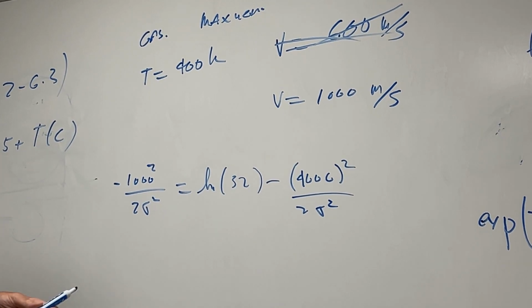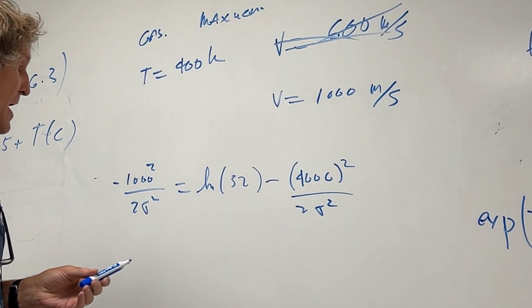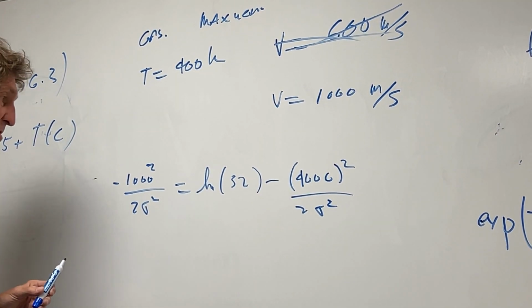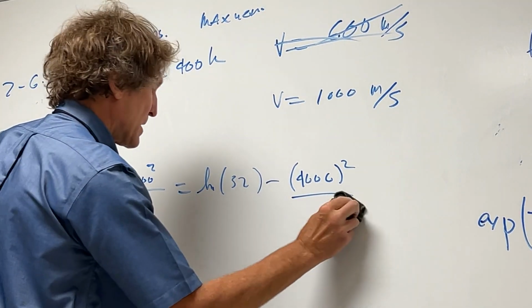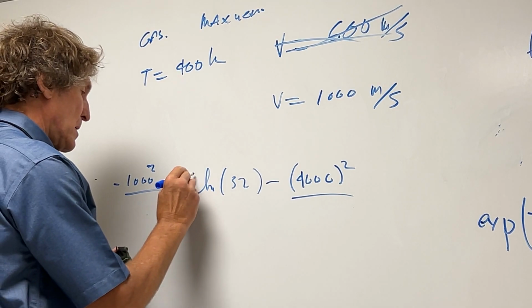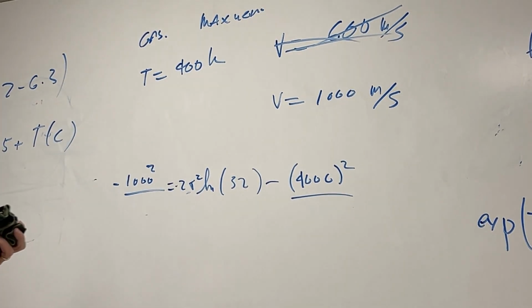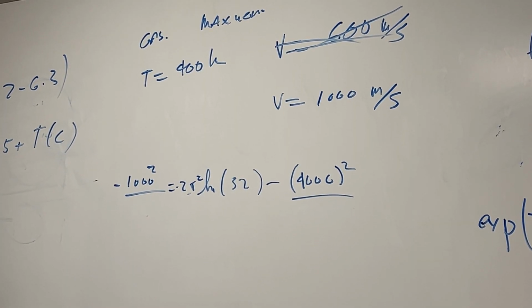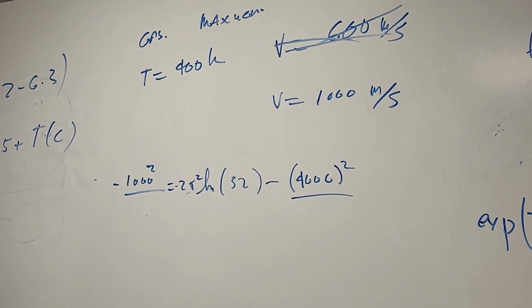All right. Now, at this point, this is up to you. I'm going to multiply everything by 2 sigma squared. I'm doing it this way just because I think it's easier to break sigma out that way. I want sigma. Do y'all follow me, class?